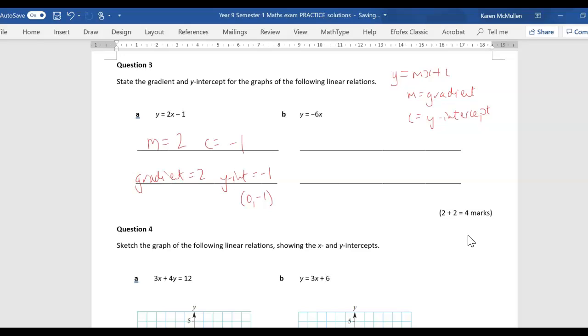For question B, your gradient is -6, the number in front of the x. Now your y-intercept, there's no number written there, but when you think about it, we don't usually write +0, and you can have a y-intercept that goes through 0, so your y-intercept is just 0. So your gradient equals -6, and your y-intercept is 0, which makes the coordinates 0, 0.